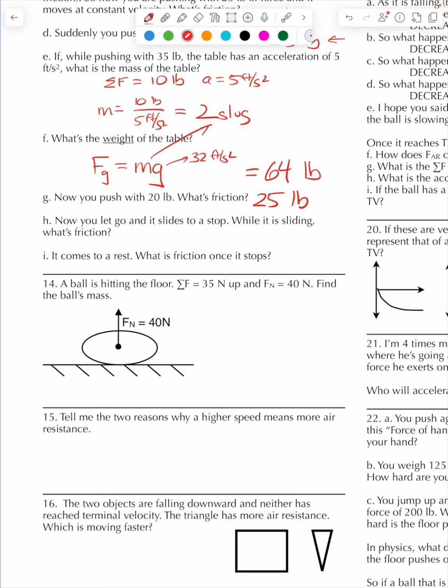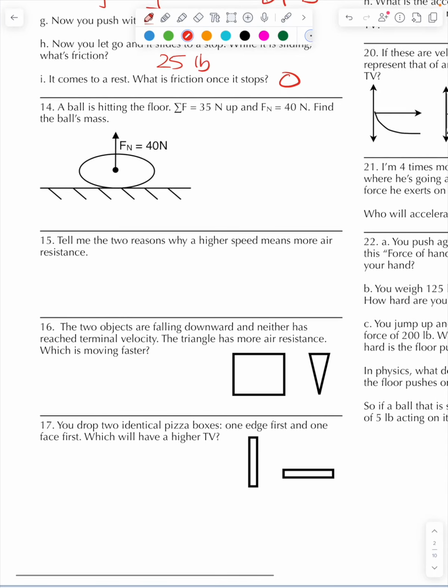Now you let go and it's sliding to a stop. While it's sliding, what's friction? 25 pounds, okay? Now it comes to a rest. What is friction when it's stopped, assuming it's a level surface? 0. If you're not pushing it and there were a frictional force on it, what would happen to it? You would see that because there's a net force, it would start accelerating for no reason. So if it's just stopped there and not moving on a level surface and you're not pushing it, friction is 0.